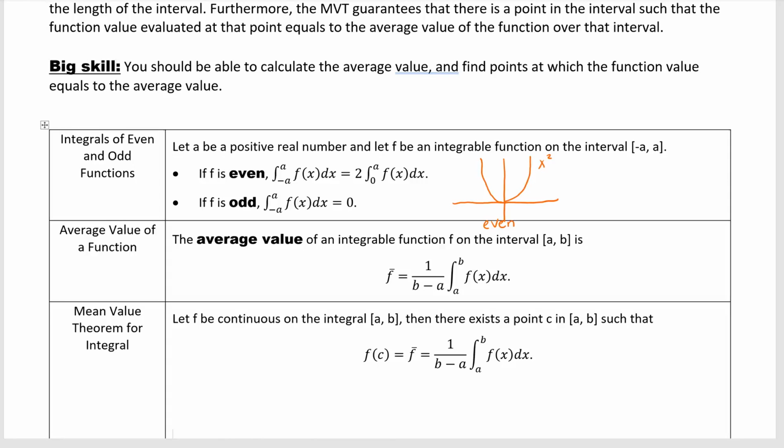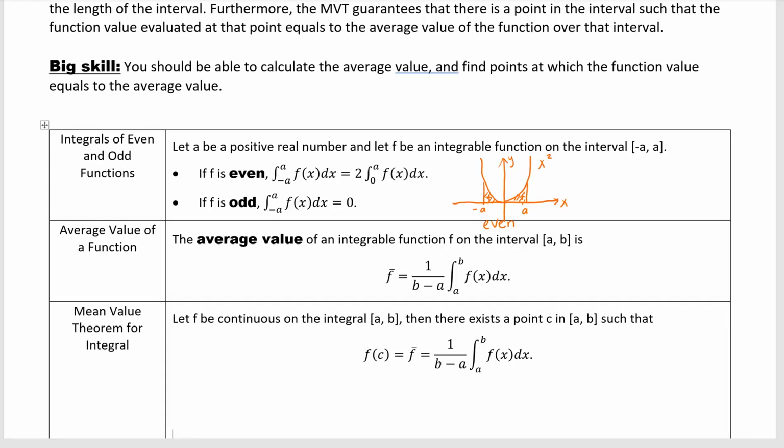Okay, so we look at the integral over the interval from minus a to a. What is special about this integral? You can see the area, because the even function is symmetric about the y-axis, so the left area actually equals the right area. So that's why the integral from minus a to a of f of x dx equals 2 copies of the integral from 0 to a.